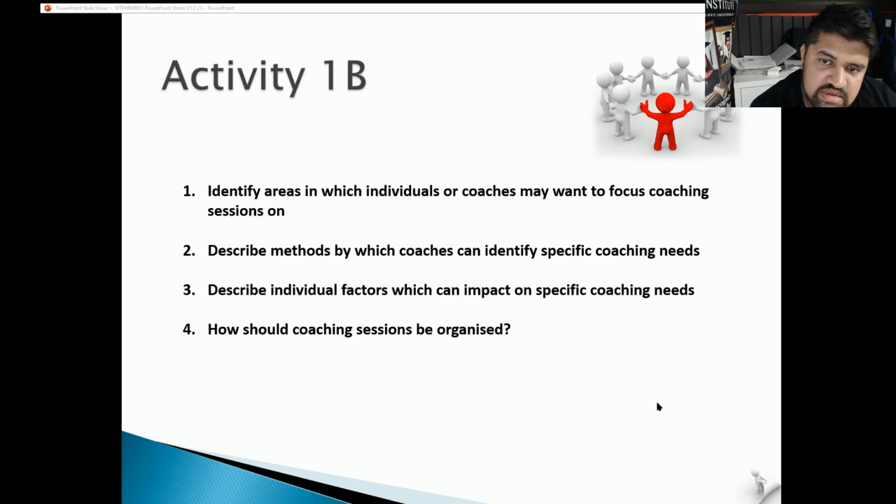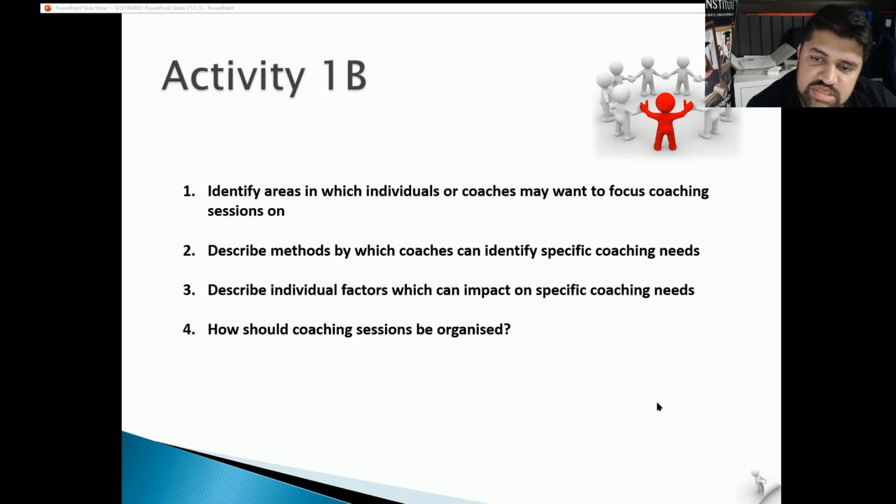Activity 1B. Identify areas in which individuals or coaches may want to focus on in their coaching sessions. So, this could be on a person's knowledge base or their skills, maybe on how a specific task is performed, or what sort of previous knowledge they have and how that can be connected with this new training that you are trying to deliver, and how those pre-existing skills can cross over to this new knowledge and skill.